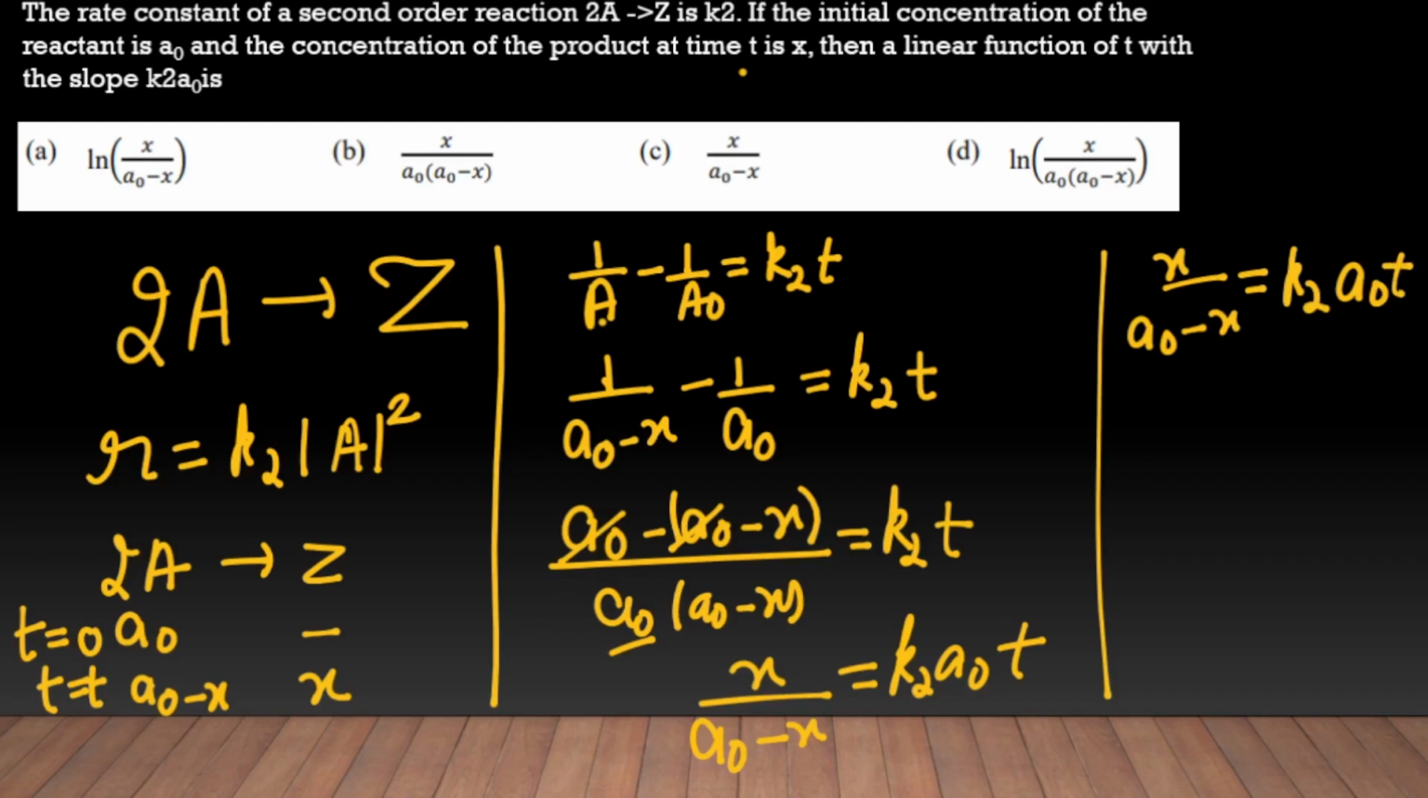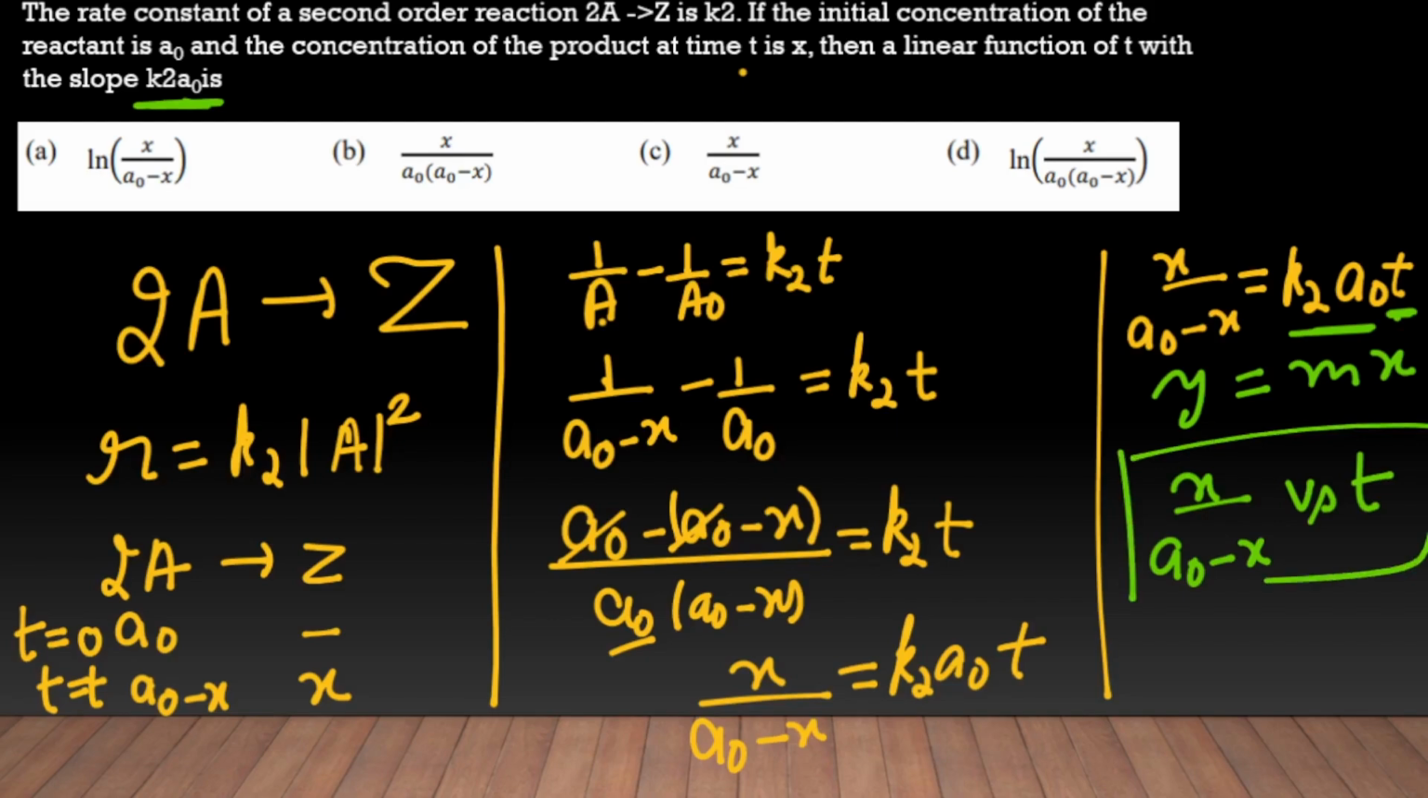So what they were asking is that the slope value is K2 times A naught. So if you make a plot, y is equal to mx, that is, this value versus the time, the slope value we are getting is this one. So the linear function of t is going to be x upon A naught minus x versus the time plot, right? So the y value we have got is x upon A naught minus x. Option C becomes the correct answer for this one.